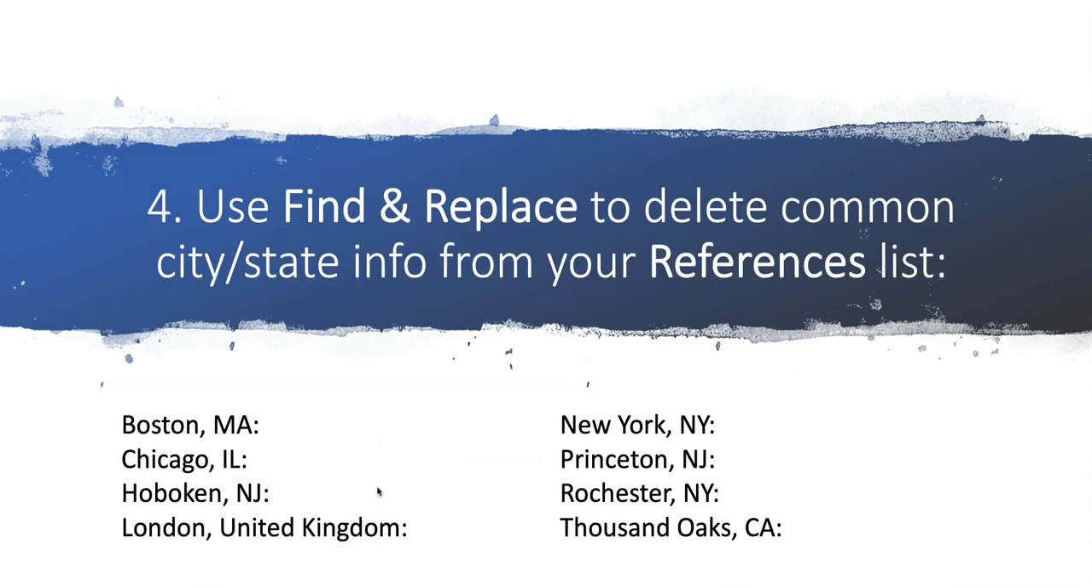Go ahead and use Find and Replace to delete the common city and state information from your references list. So some of the most common academic book publishers in the US publish out of Boston, Massachusetts, Chicago, Illinois, Hoboken, New Jersey, London in the UK, New York, Princeton, New Jersey, Rochester, New York, and Thousand Oaks, California.